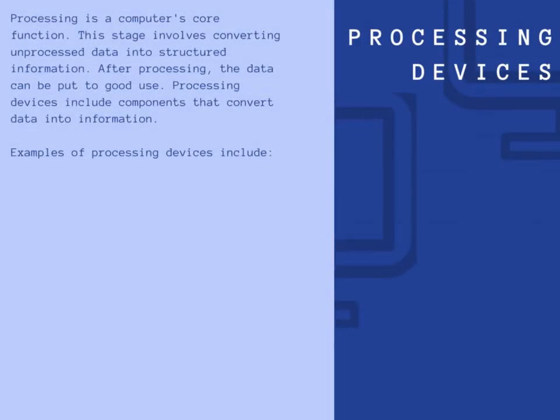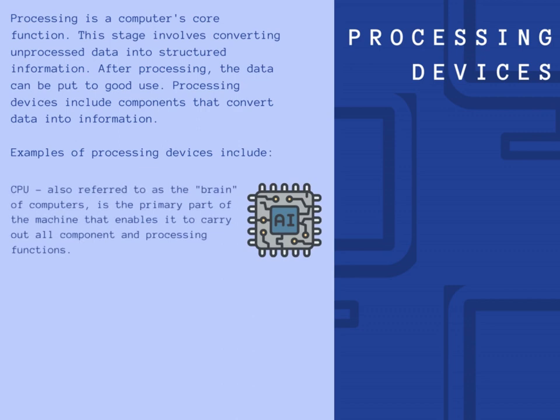Processing devices. Processing is a computer's core function. This stage involves converting unprocessed data into structured information. After processing, the data can be put to good use. Processing devices include components that convert data into information.